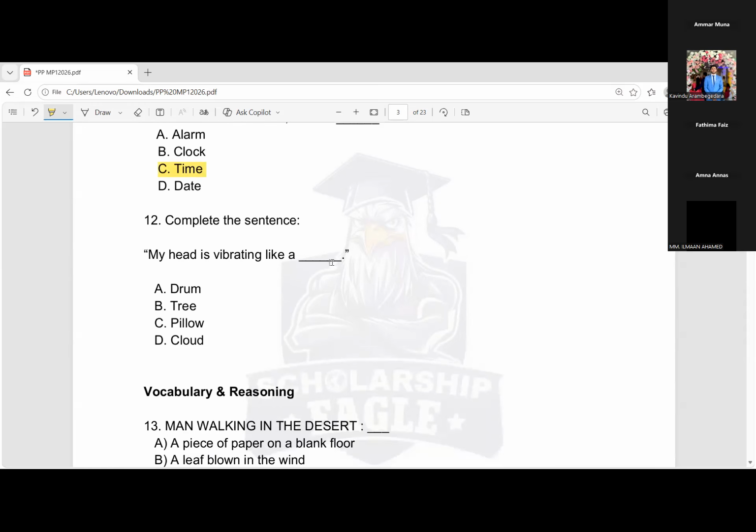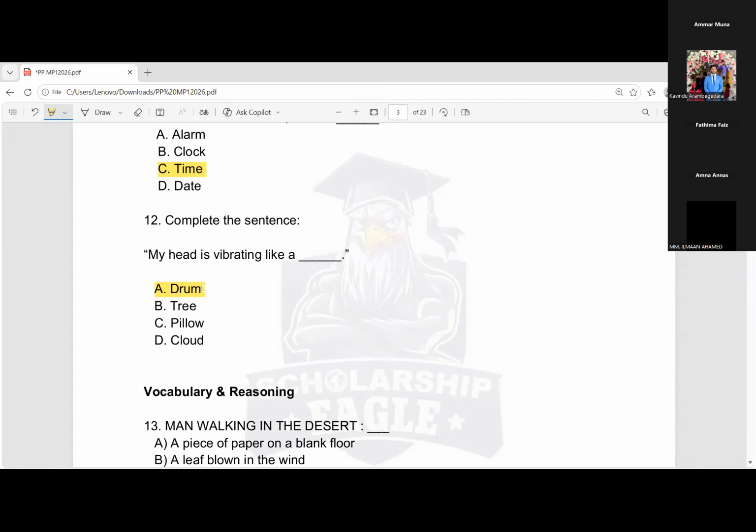Complete the sentence. Okay. My head is vibrating like a drum. It can't be tree. Pillow also it can't be. Cloud also it can't be. Then obviously it's drum. Okay. This is a very common English expression.